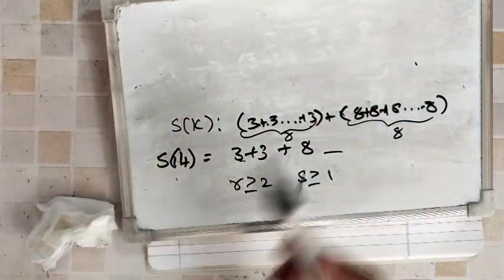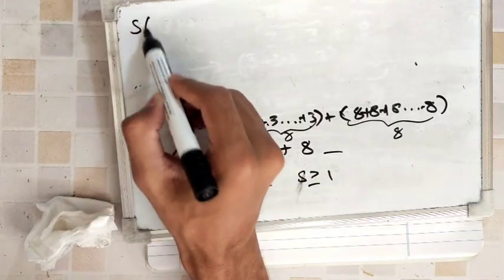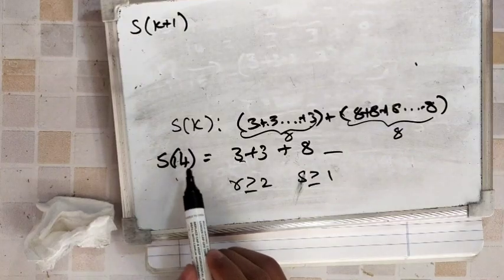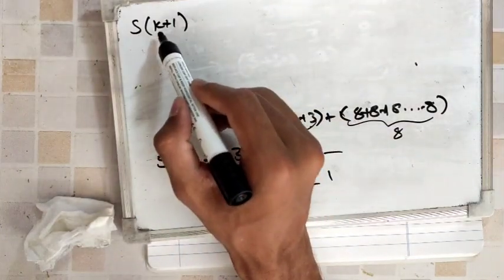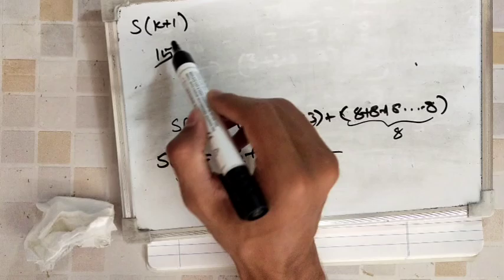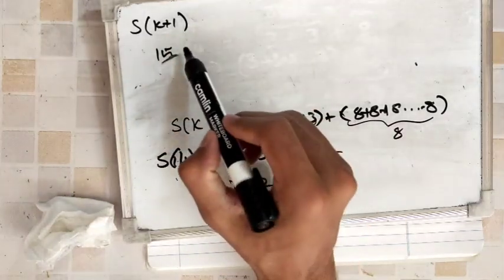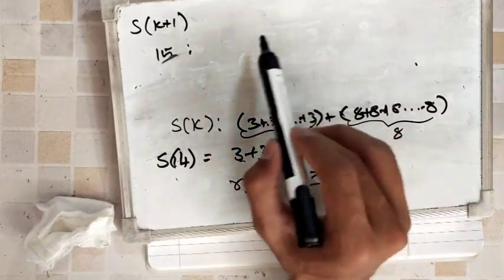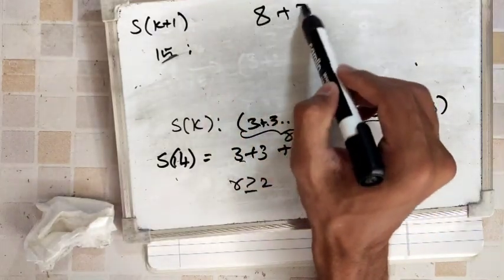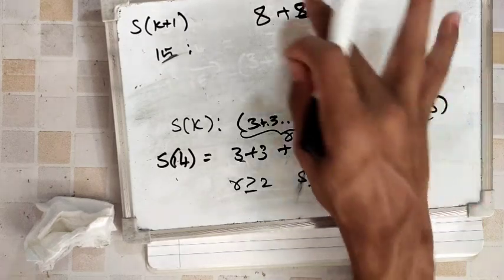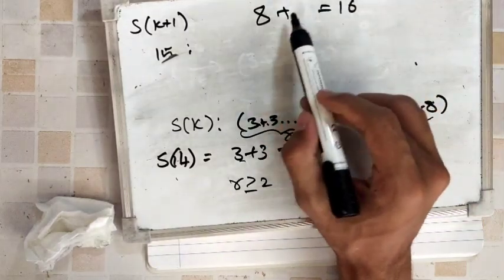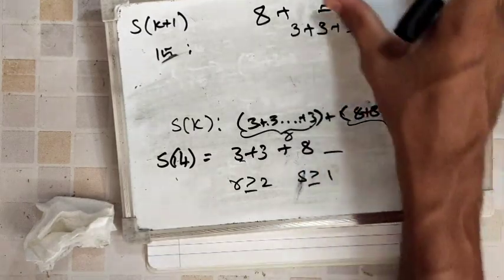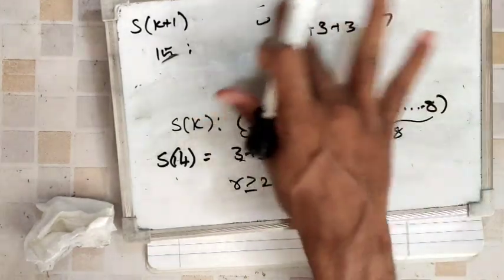Now I will just erase this part. Now S of k plus 1 I have to take. Since k was 14 first, k plus 1 will become S of 15. Don't write S of 15, but just solve S of 15. So how will you do S of 15? You cannot take 8. If you take 8 plus 8, that is 16. So what I will do, 8 plus 3 is 11, again 3 is 14, again 3 is 17. So I won't consider 8 itself.